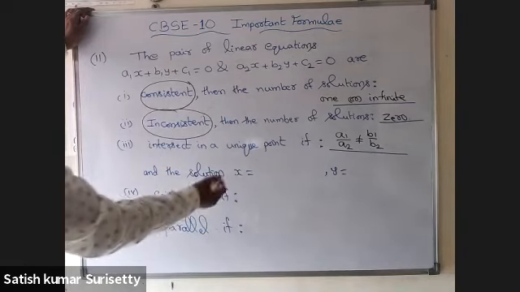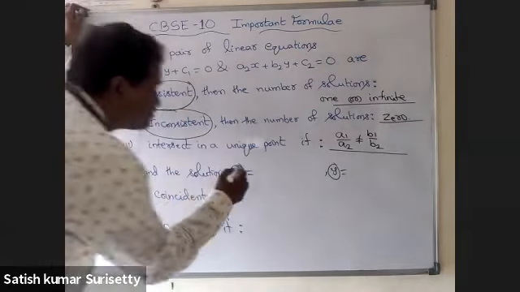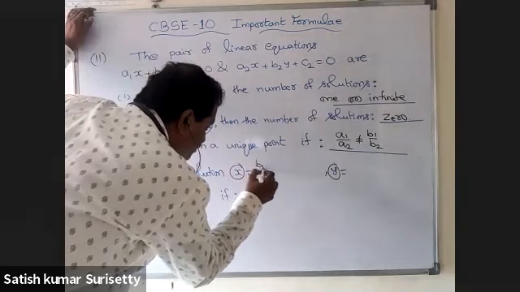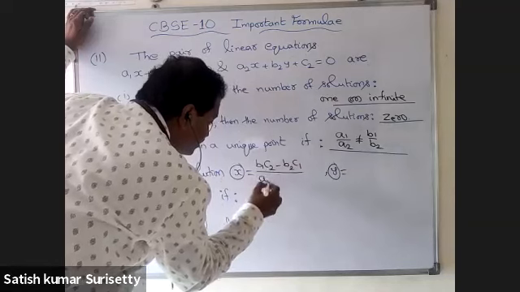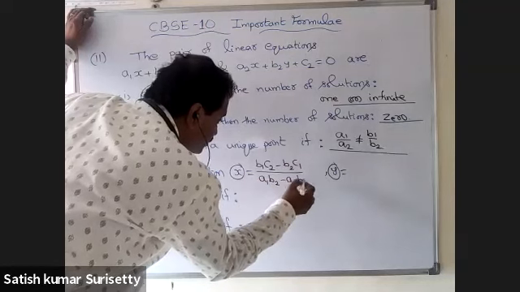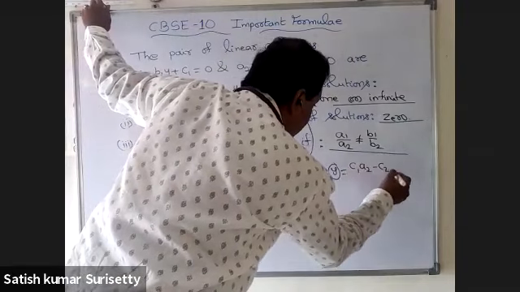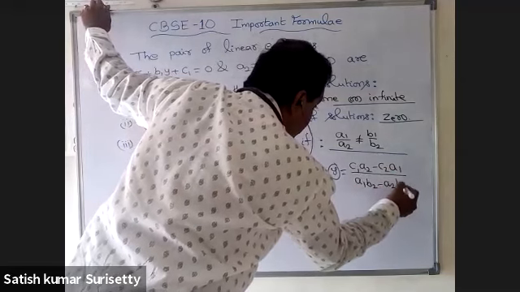Then what could be the formula for x and y? By using the elimination method, substitution method or cross multiplication method, you can derive it and remember it as a formula. So x equal to b1 c2 minus b2 c1 upon a1 b2 minus a2 b1, and y equal to c1 a2 minus c2 a1 upon a1 b2 minus a2 b1.